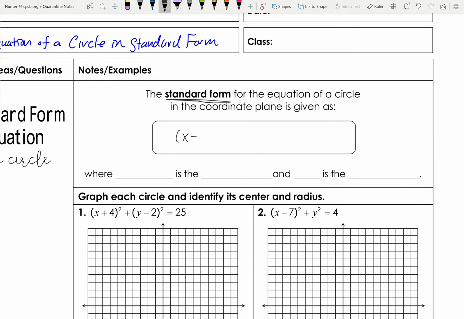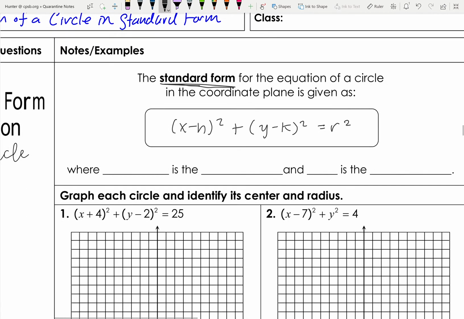(x minus h) squared plus (y minus k) squared equals r squared, where the coordinates (h, k), so we see h from this x minus h, then k from the y minus k, this is the center, and r is the radius.